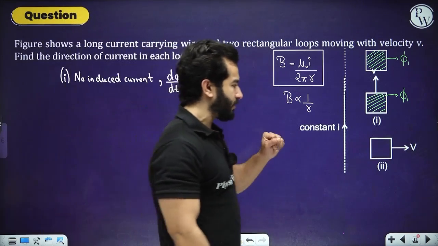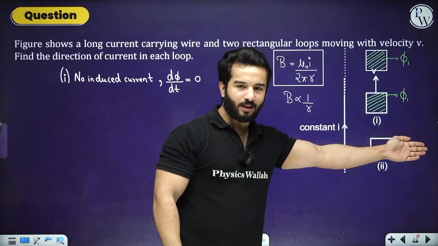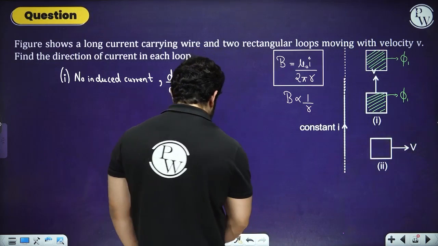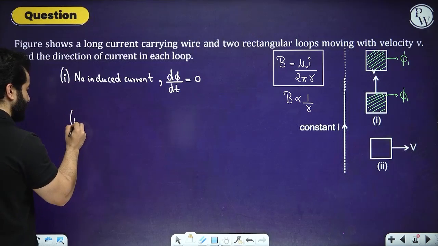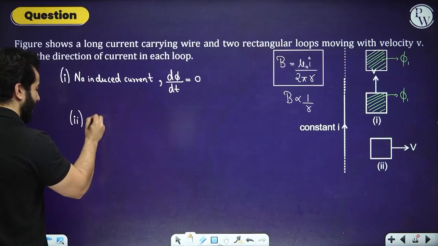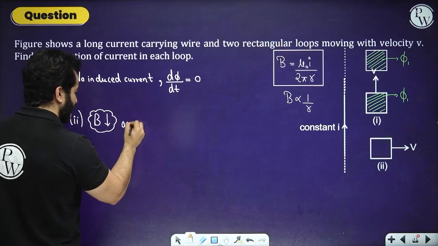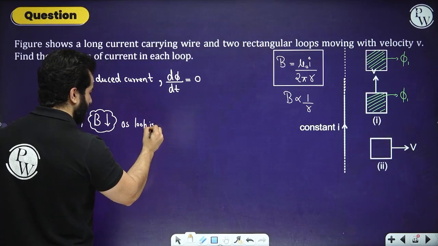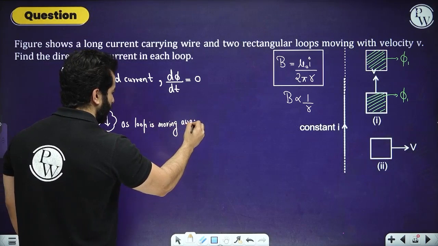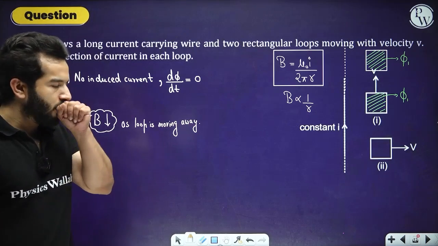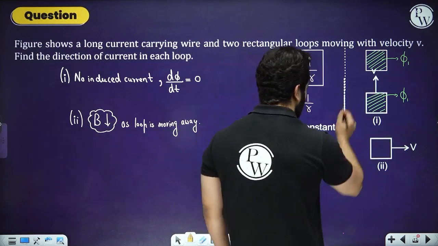Whereas in the second case, you can see that as it is going away from the wire, we can say that magnetic field is decreasing as the loop is moving away. Right? Okay. Now second thing, what is the direction of induced current?